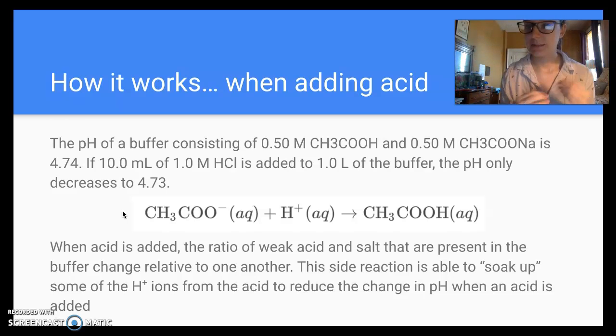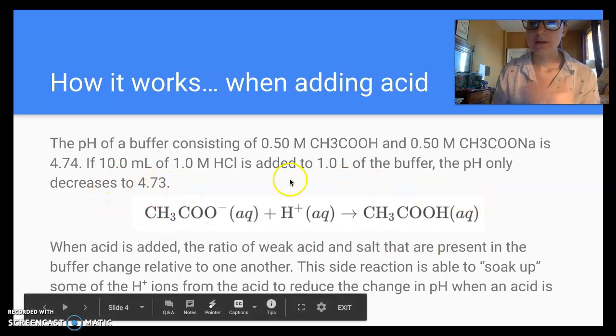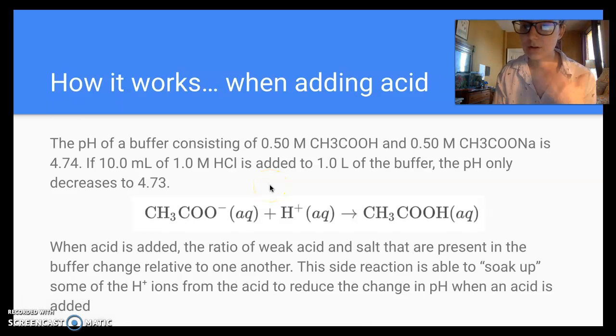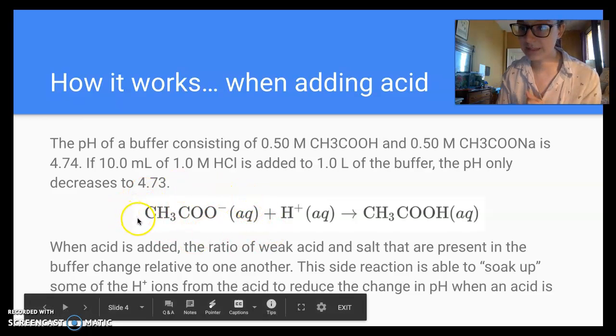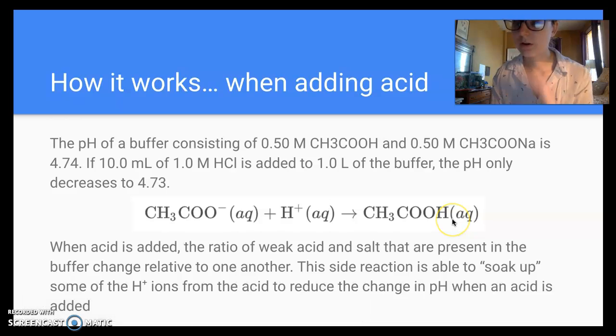This reaction is basically a side reaction that essentially soaks up some of the H+ ions from the acid to reduce the change in pH when an acid is added. So when we have just this in a solution and then we add HCl, HCl is a strong acid that is going to break up into H+ and Cl-. That H+ can be taken up by any of these salt ions that are present in that solution to produce more weak acid, which doesn't affect the pH nearly as much as the strong acid does.